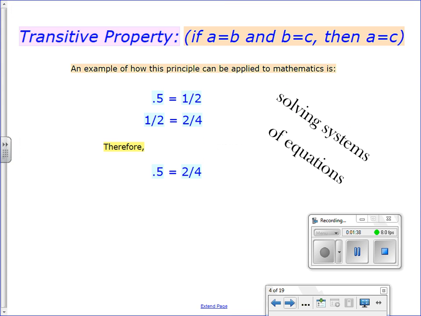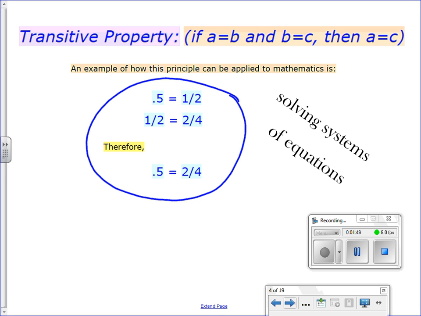Next, we have the transitive property. And this one's going to be pretty important as well. And our examples are, if 0.5 equals 1/2 and 1/2 equals 2/4, therefore 0.5 equals 2/4. These are basic examples, and you may be sitting there going, do I really need to know a property for this? And believe it or not, like I said, further on down the line, these three properties are important.